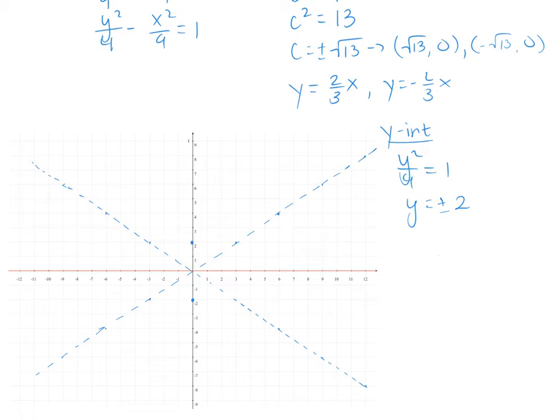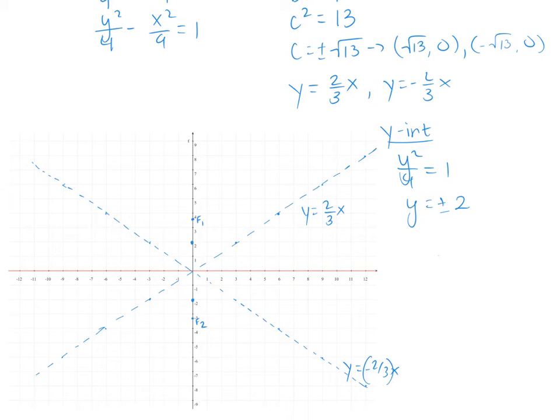Okay, so I'm going to mark this one y equals negative 2/3 x, and y equals 2/3 x. And then I need to plot my foci. So that's square root 13, 0, and negative square root 13, 0. That's larger than square root of 9, which is 3, but smaller than square root of 16, which is 4. So it's in between 3 and 4. So I'm going to just pick some place in between 3 and 4, like so. This is F1. And this is F2.